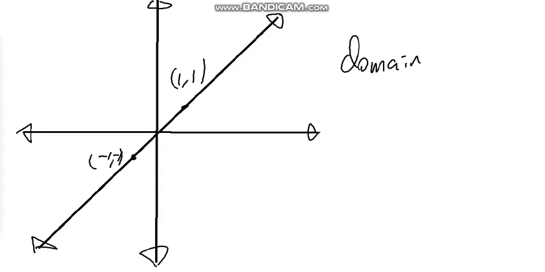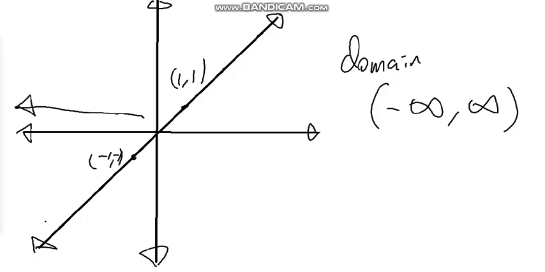So this domain would be -infinity to infinity, because this arrow symbolizes infinite and this also symbolizes infinite, so this graph infinitely goes left and also infinitely goes right. So it would result in -infinity to infinity.